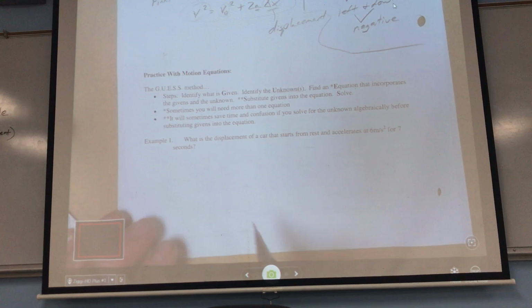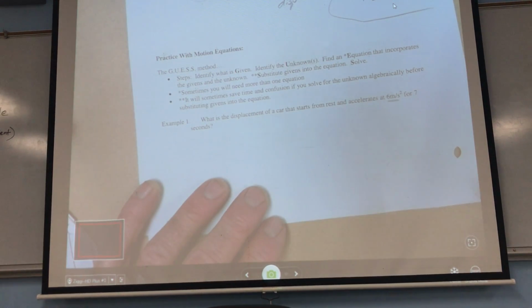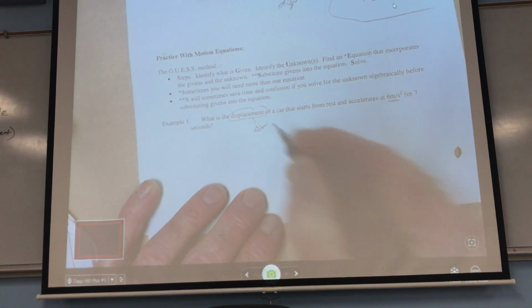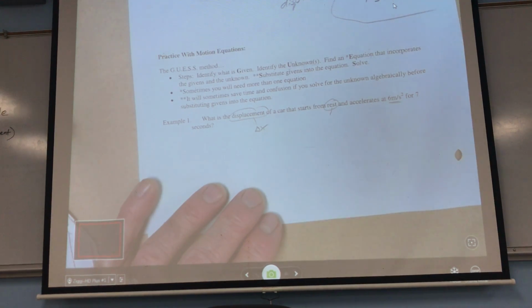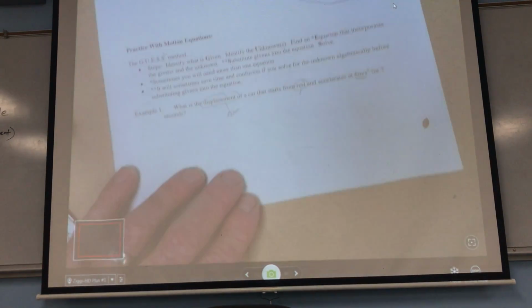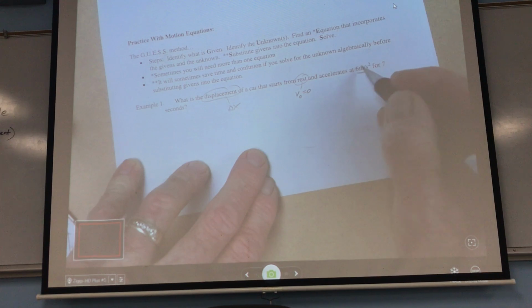First problem. What's the displacement of a car that starts from rest and accelerates at 6 meters per second squared for 7 seconds? By the way, your homework is to do these 8 problems. And we're doing 2 examples to get you started. So displacement, that means I'm looking for delta X. And starts from rest. So what is that telling me? What does that give me in terms of these symbols up here? It tells me V0 equals 0. This is the acceleration. And 7 seconds, that's T.